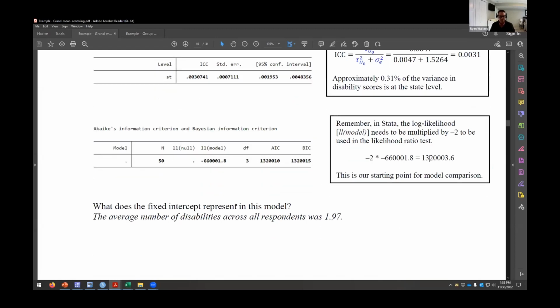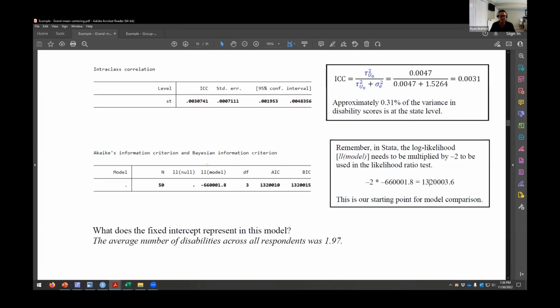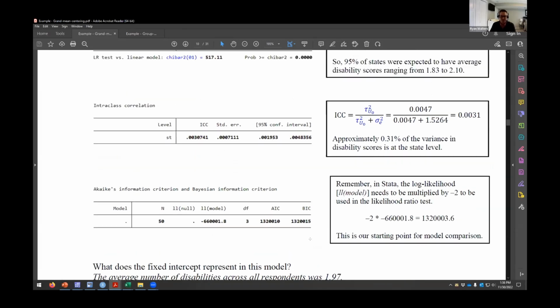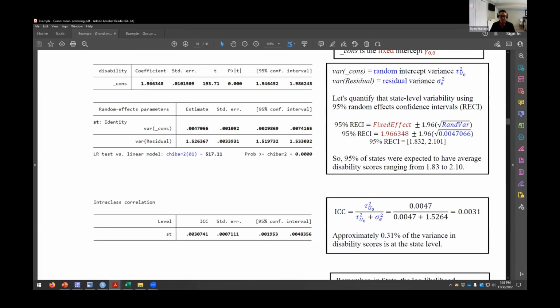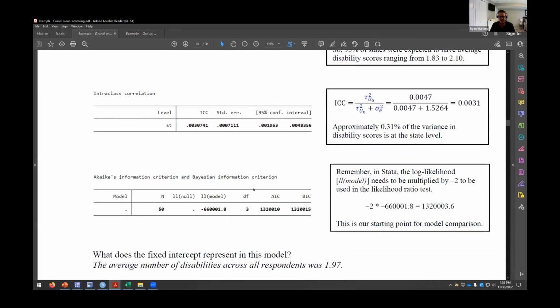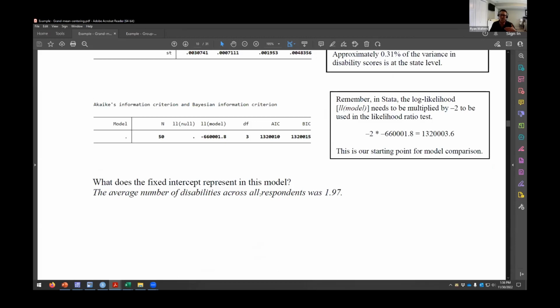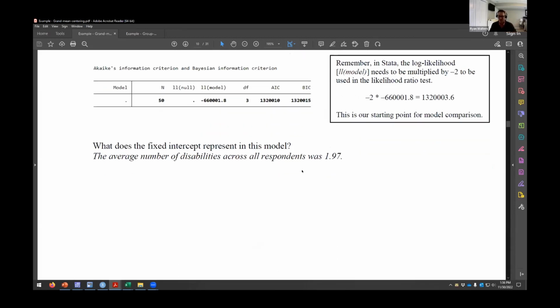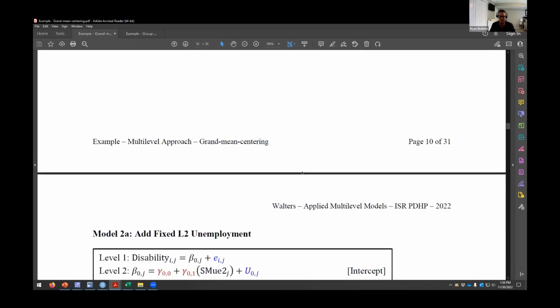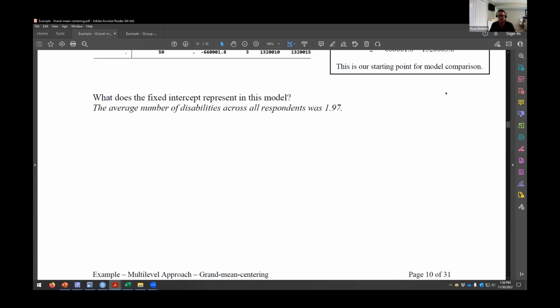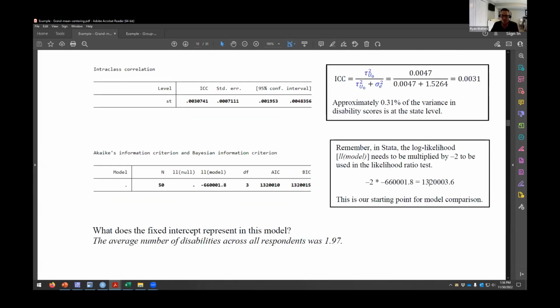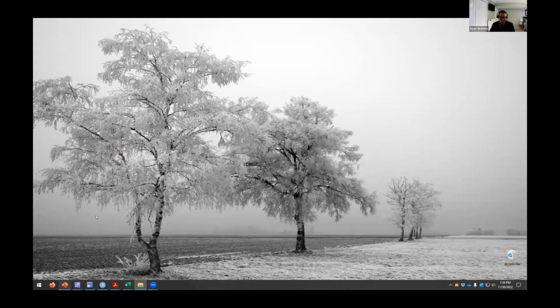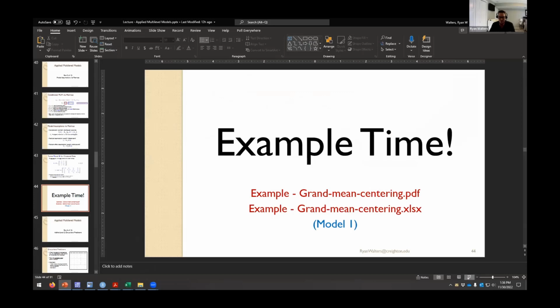Okay. So what does the fixed intercept represent in this model? It's the average number of disabilities across all respondents. So the fixed intercept of 1.966. For every model we've estimated in this example, I also provide interpretations of all fixed effects, just so you know. So again, you don't have to write frantically as we're going through. Okay, so we've quantified the amount of variability that is between states, and that's 0.3%. So that is model 1.